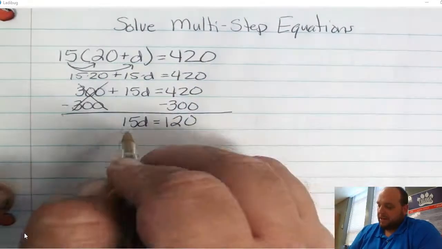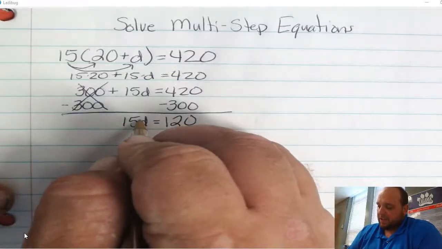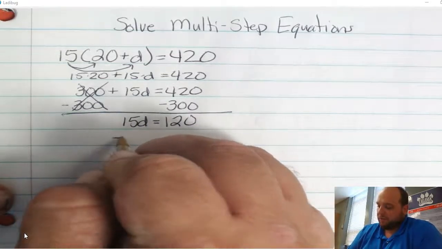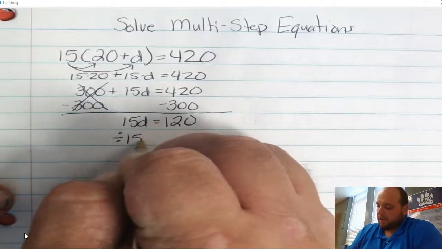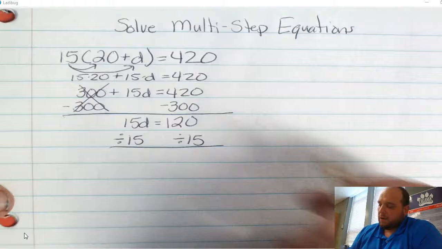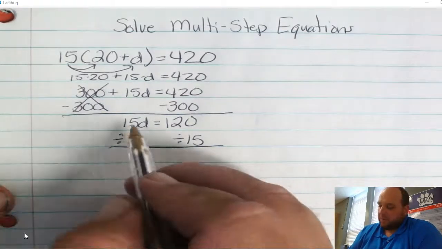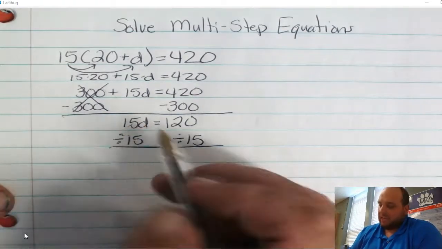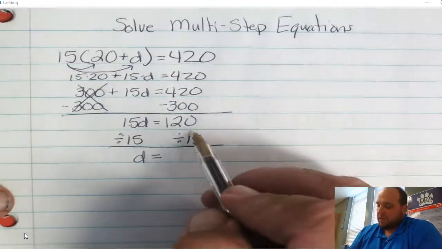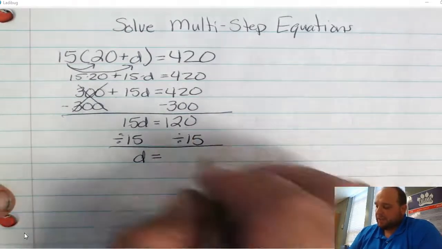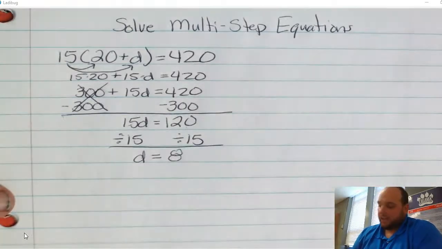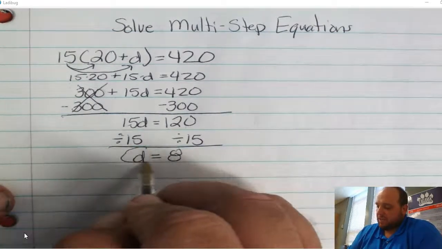Next step, I need to isolate d. I isolate d because this is multiplication by doing division. So I'm going to divide by 15. And again, I'm dividing by 15 because that's what's with the variable. 15 divided by 15 gives me 1. 1 times d gives me d. That's the identity property. 120 divided by 15 is 8. So I get an answer of d equals 8.